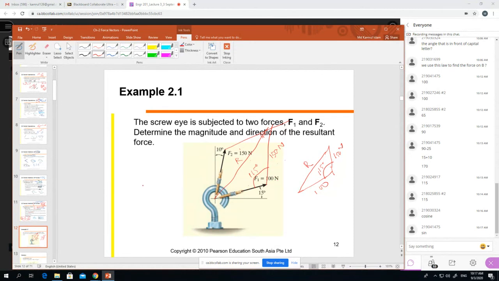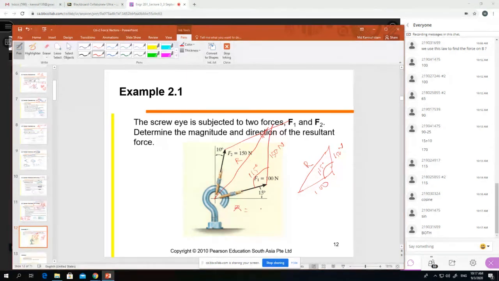So how can we find the R now? Which formula should we use? If you know, that's okay. If you don't know, I am writing for you. R equal to the square root of 100 square plus 150 square. I am writing the cosine formula, right? Minus 2 into 100 into 150 into, tell me, which angle?